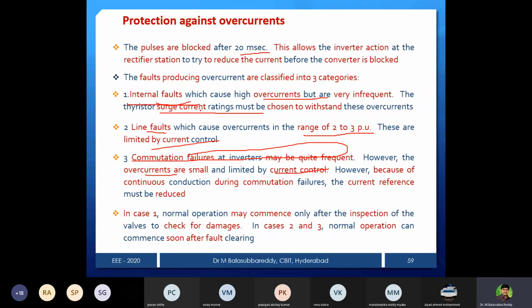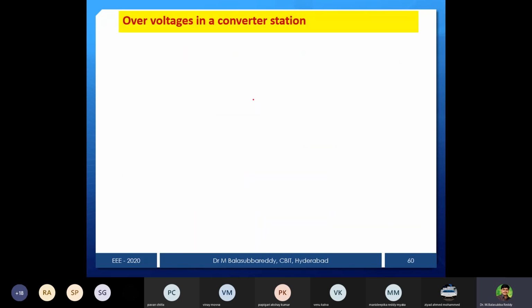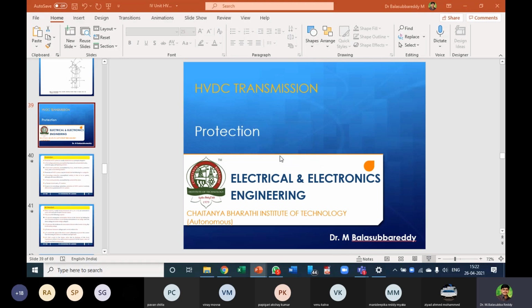Then normal operation may commence only after the inspection of the valve to check for damages. In the second and third cases, normal operation resumes soon after the fault clears. So we have to check whether the valve is damaged or not in case one, but in the rest of the two cases, once the fault is cleared, normal operation takes place immediately. Now we'll see in the next class overvoltage in the converter station. So this is the actual topic. Overcurrents and so on were not mentioned, but anyhow it is a sequence I'm going to explain.